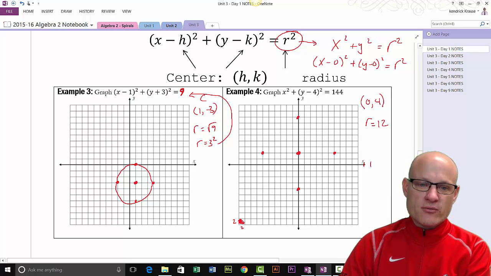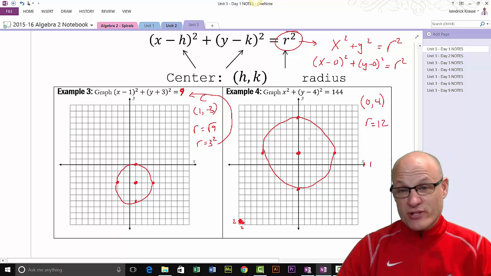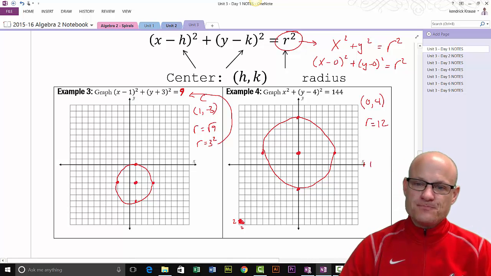And there's again no chance of me drawing this in very nicely. I'm going to be a little bit critical of you, how you draw these. If you draw straight lines in between those points, clearly that's a square, and I will take off points. All right, there we go.